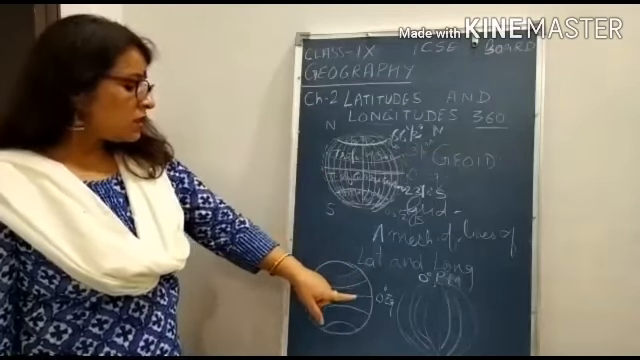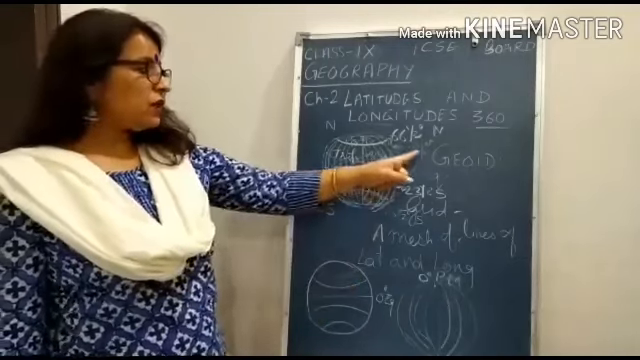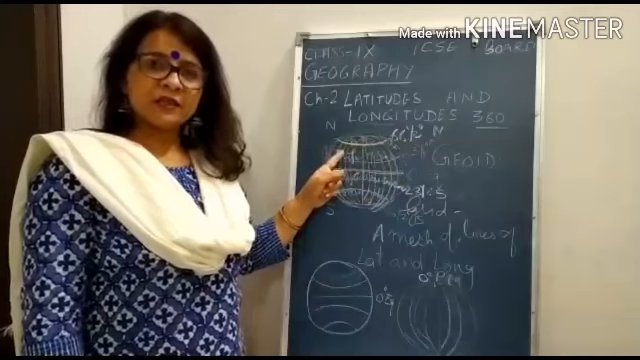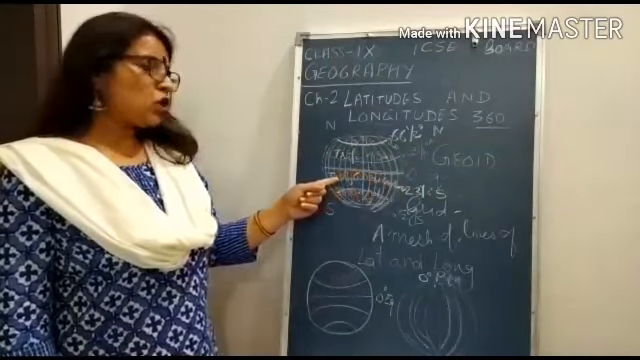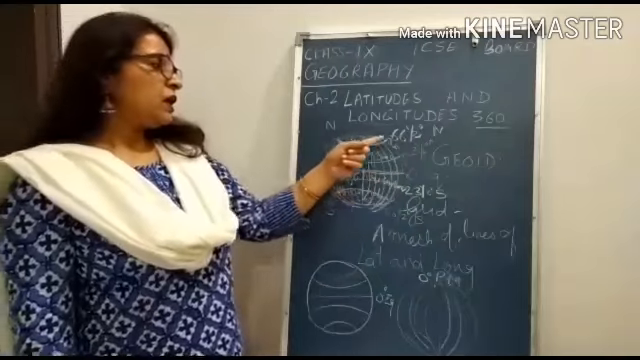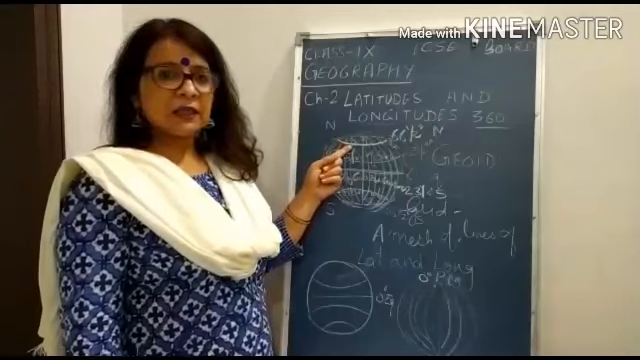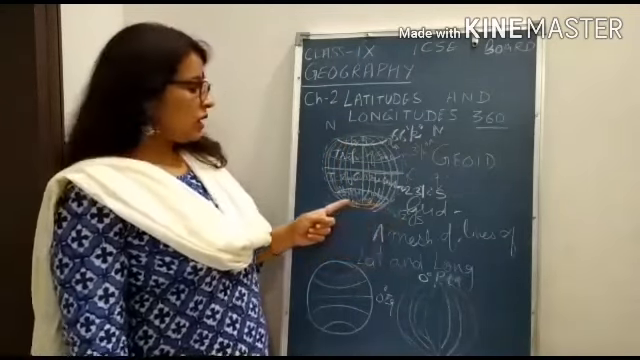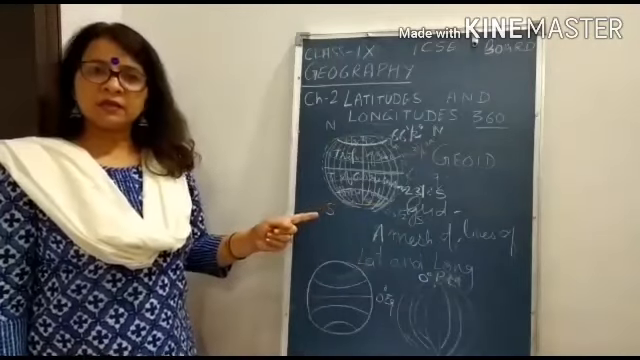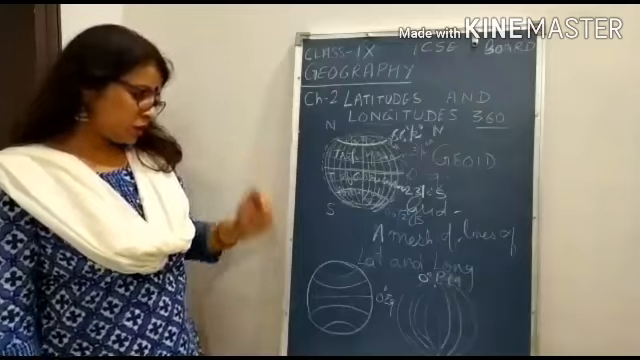So what are they? 0 degree equator. At 23.5 degrees north, we have the Tropic of Cancer. At 23.5 degrees south, we have the Tropic of Capricorn. At 66.5 degrees north, we have the Arctic Circle. And at 66.5 degrees south, we have the Antarctic Circle. So these are the 5 main parallels of latitude.